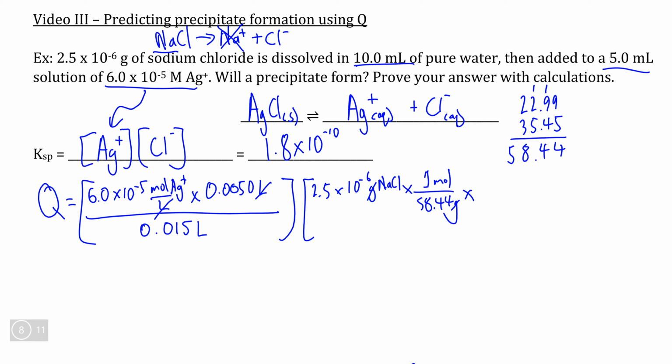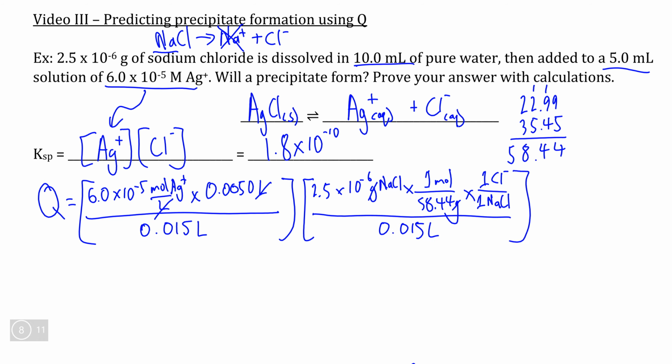And then if you want to be completionist about this, we can say that we have one chloride ion for every unit of sodium chloride, but remember this is just multiplying by 1. And to get this in moles per liter, we need to divide this by the volume of the overall solution, which is 15 milliliters. And once we've done that, we've found our concentration of chloride ions, which we then multiply by the concentration of silver ions. And if you put all of this into your calculator, you'll find that your answer comes to approximately 5.7 times 10 to the negative 11.